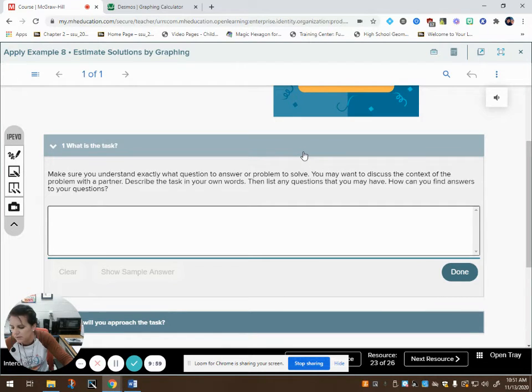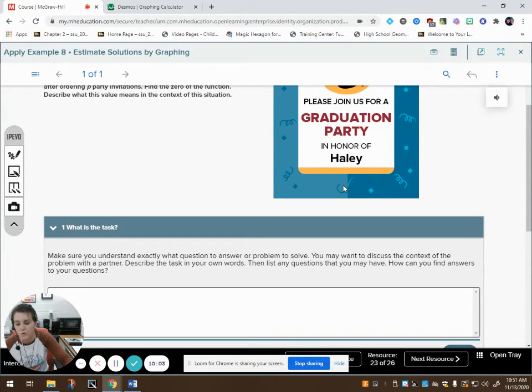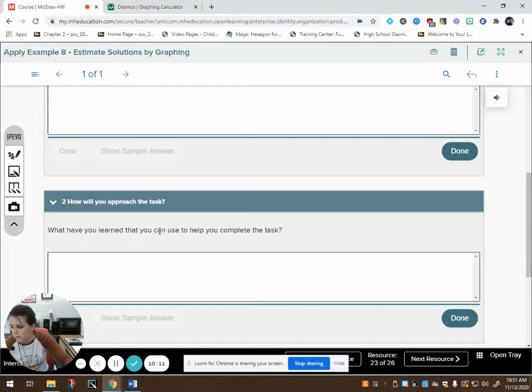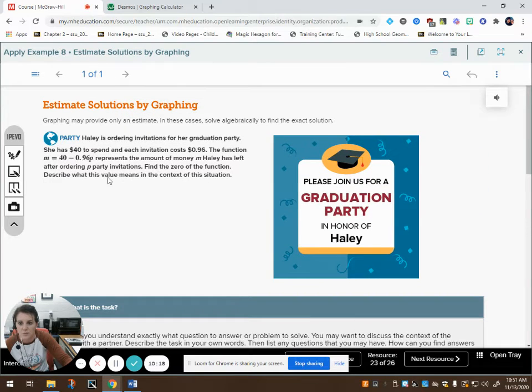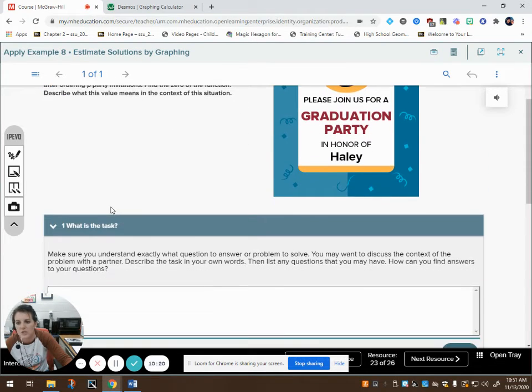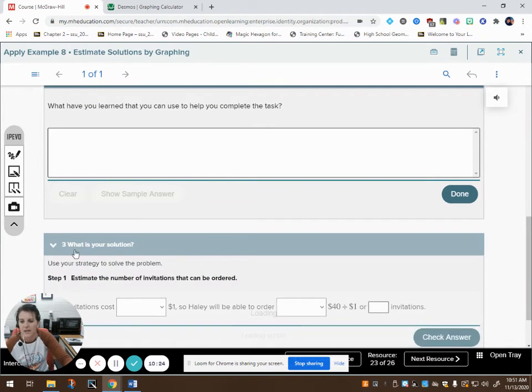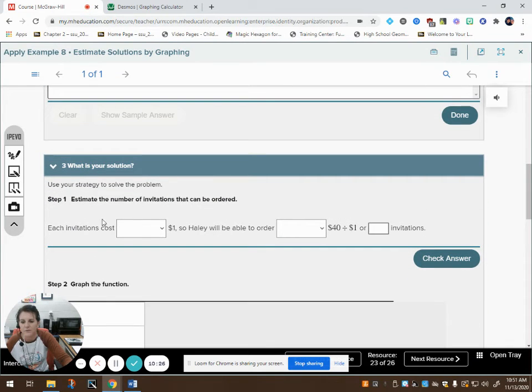How can I determine the meaning of the zero from the graph of the function? Well, we can review graphing linear functions and label our x and y axis. All right, so part 2, how will we approach the task? Well, we're going to have to graph it by making a table of values or maybe putting it in slope-intercept form, but I would just make a table of values at this point and figure out what our solution is. Well, before we do that, we can kind of estimate it.